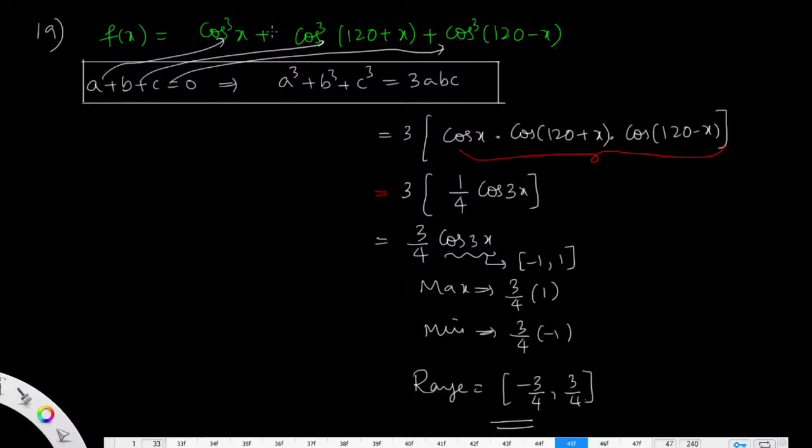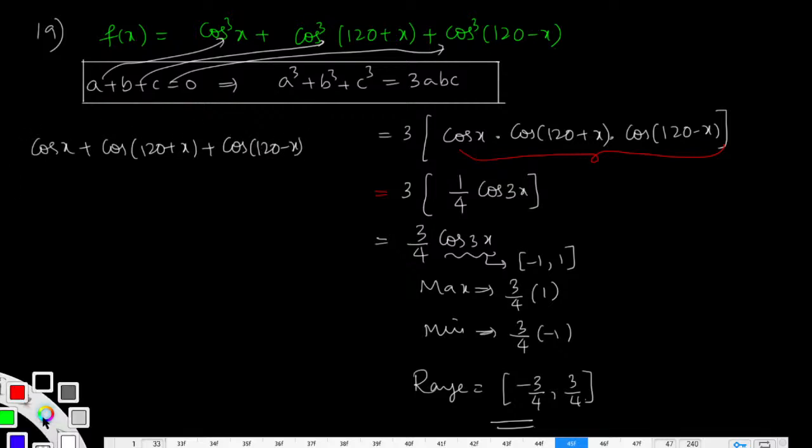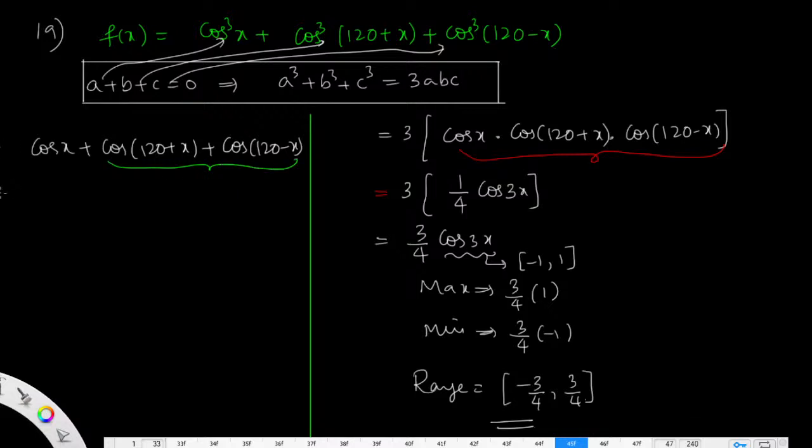Whether it is correct or not, you can also check it: cos x plus cos of 120 plus x plus cos of 120 minus x should be 0 on re-verification. It will be 0, but you have to know the concept. A similar question is also there, you can write it yourself. Now it is in the form cos of a plus b plus cos of a minus b, that is 2 cos a cos b, so 2 cos 120 into cos x.